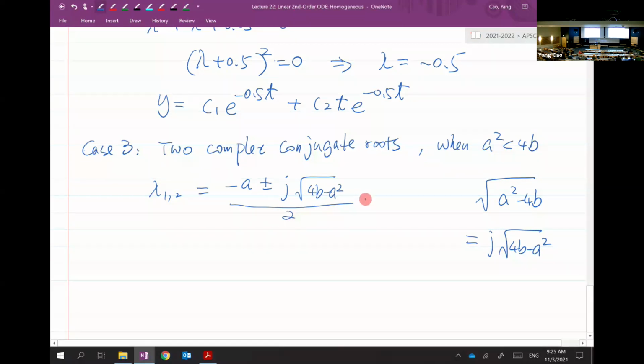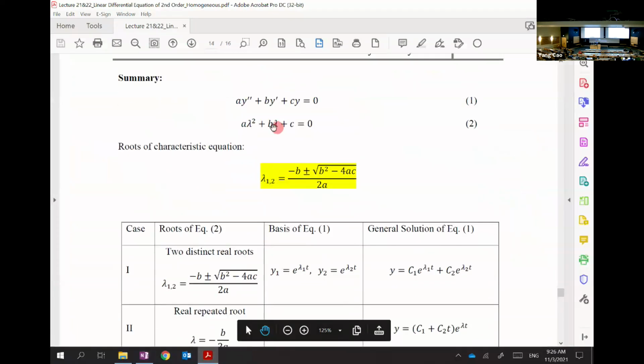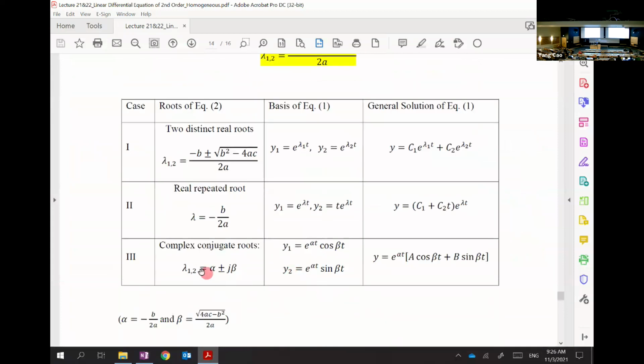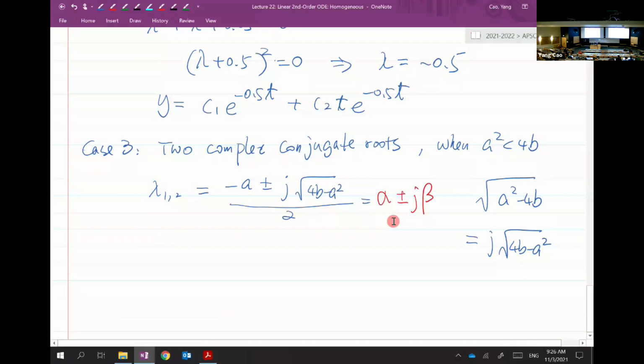Or you could just write it in a general format. Because it's a complex conjugate, I'll just write it as a real part plus minus the imaginary part. And that applies to all different situations, right? So that also applies to the situations here when your general quadratic function is in this format, and you also have basically complex conjugates. So whatever the real part and imaginary part, that's based on your calculation from your characteristic equation. Okay.